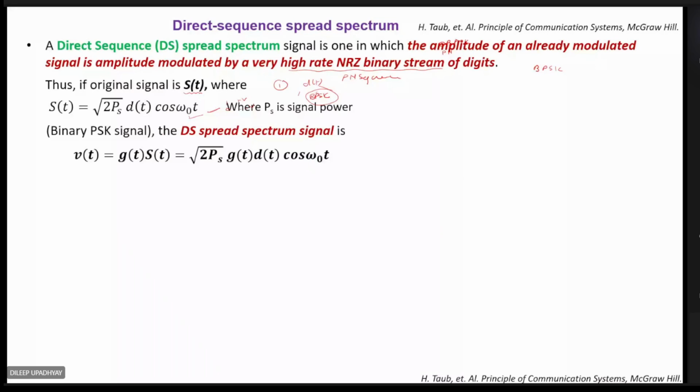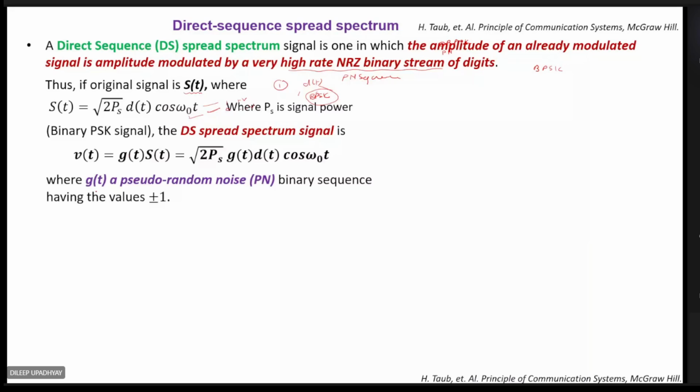So this is the mathematical representation of the BPSK signal, and this is the mathematical representation of the direct sequence spread spectrum signal. We will see later on how we can generate this signal, and how we can detect our original message signal, the original data d(t), from this direct sequence spread spectrum modulated signal. But it is better to understand these two with the help of some graphical representation.